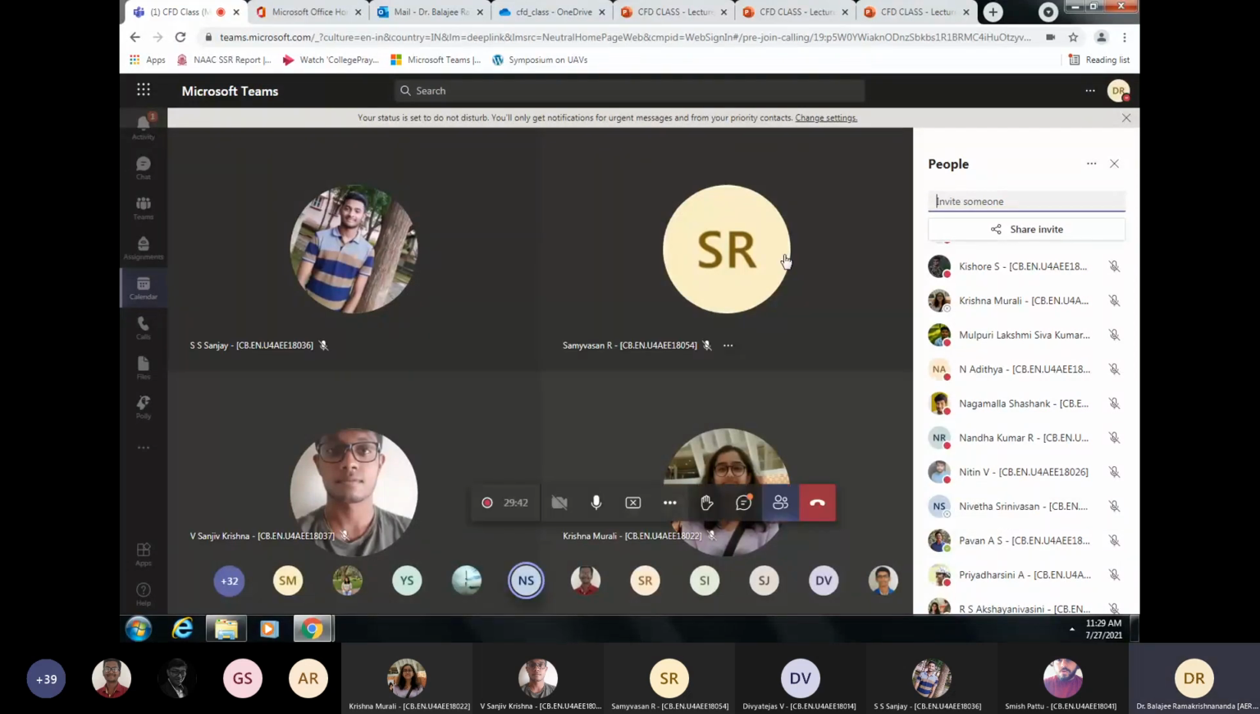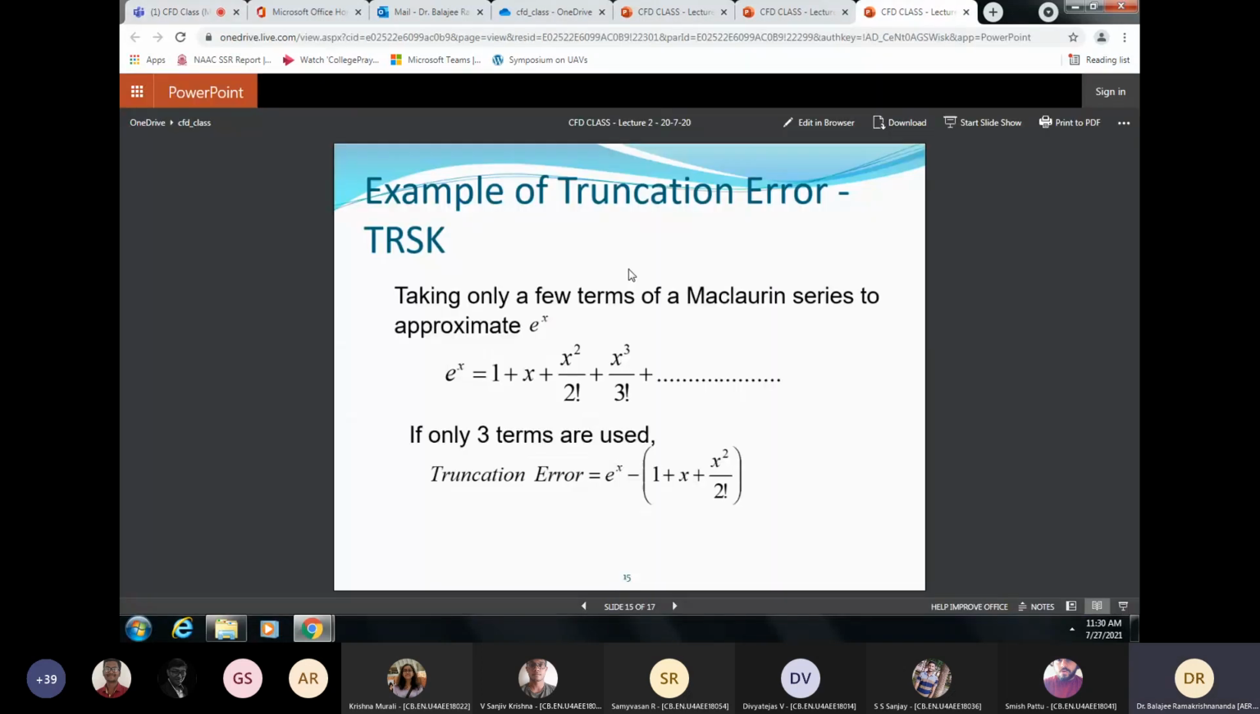So we'll go to the next topic. Suppose there is some series and they are using only the first 3 terms. Obviously you are committing an error because you are neglecting the x cube term onwards. Third order onwards you are neglecting. Now that chopping off is even before you use the computer. This kind of error is known as discretization error or truncation error.